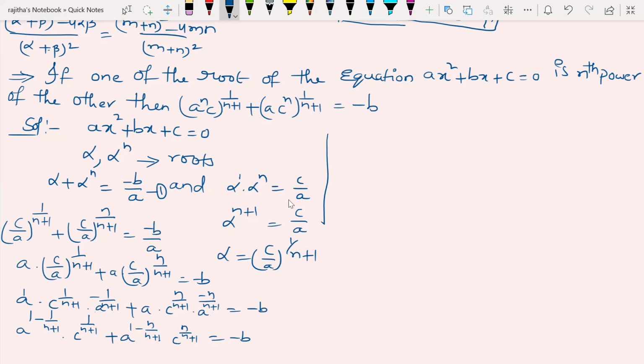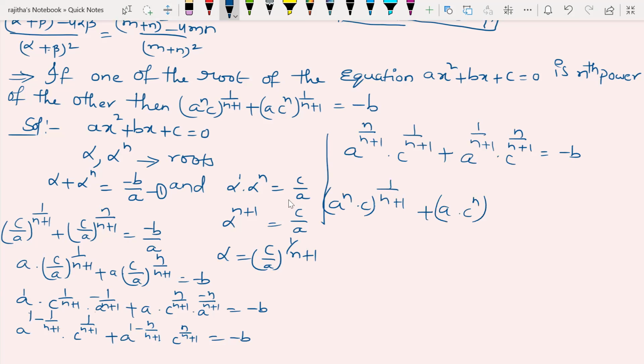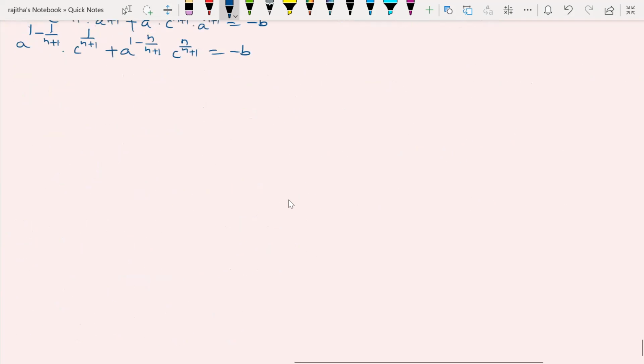Here observe clearly, take the LCM as n plus 1, with n plus 1 minus 1. Can I write a power n by n plus 1 into c power 1 by n plus 1 plus, here also n plus 1 is the LCM, plus n minus 1 cancel. Can I write directly 1 by n plus 1 into c power n by n plus 1 is equal to minus b. A power n into c whole power 1 by n plus 1 plus a into c power n whole power 1 by n plus 1 is equal to minus b. Hence proved.